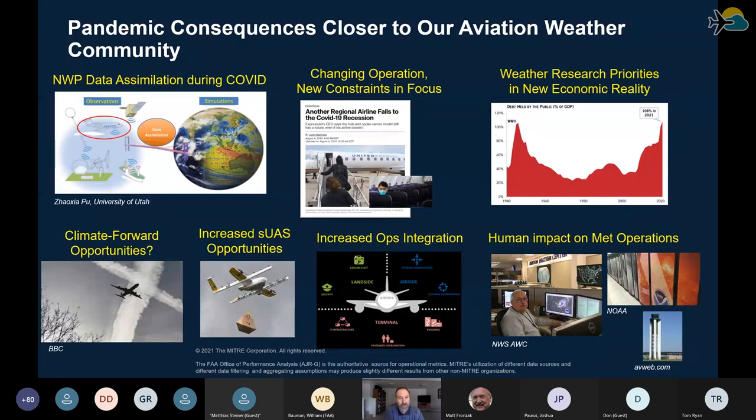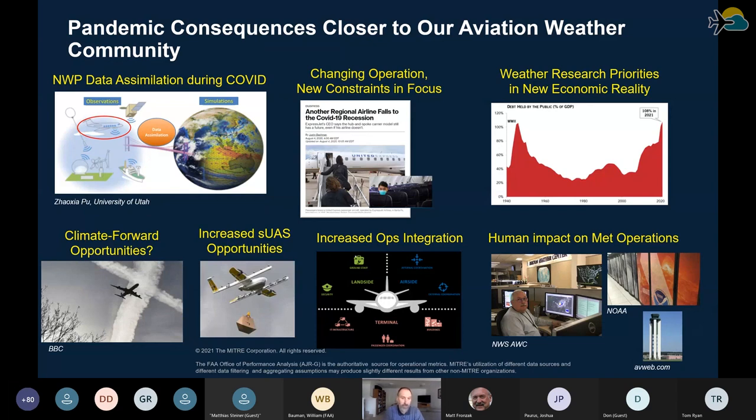Weather research priorities in a new economic reality. This is a slide from the fall. Since we've added a $1.9 trillion relief package on top of this, we'll have to see as investments take hold in what is needed across the FAA.